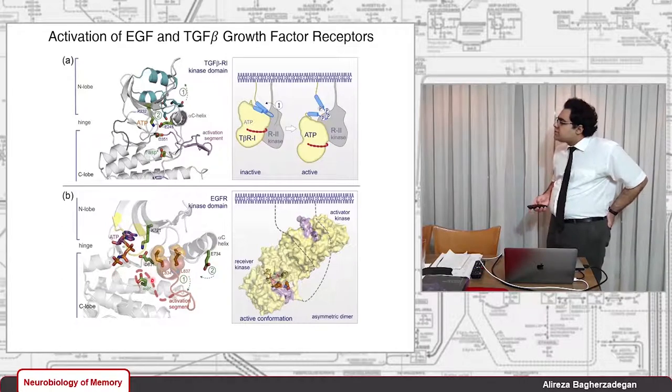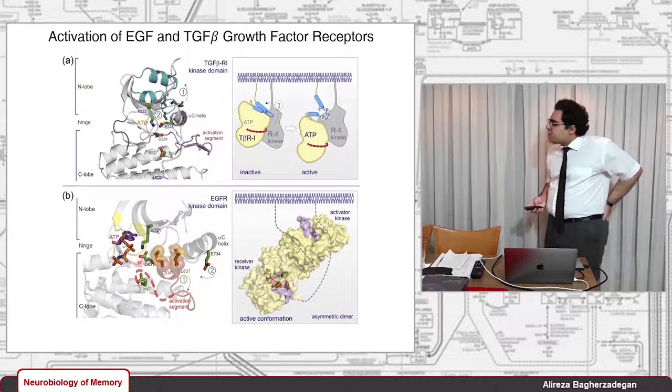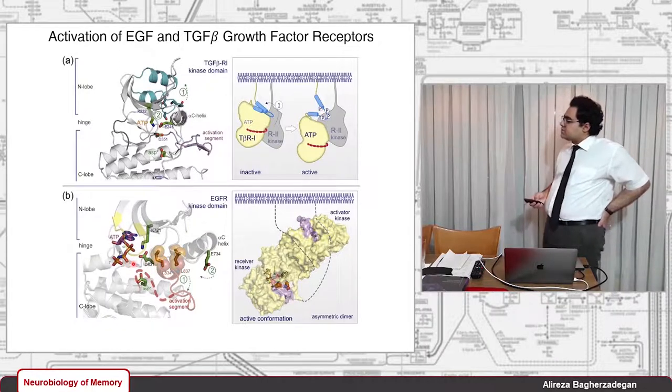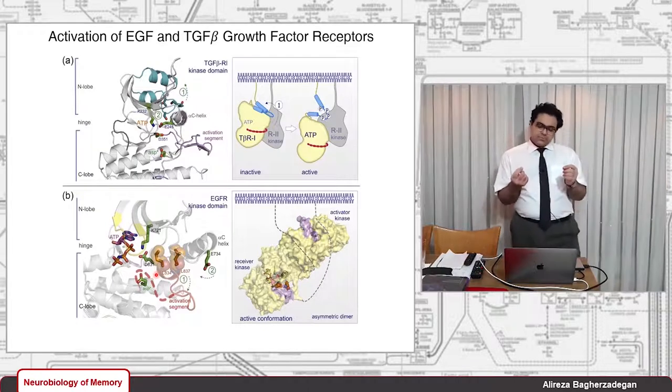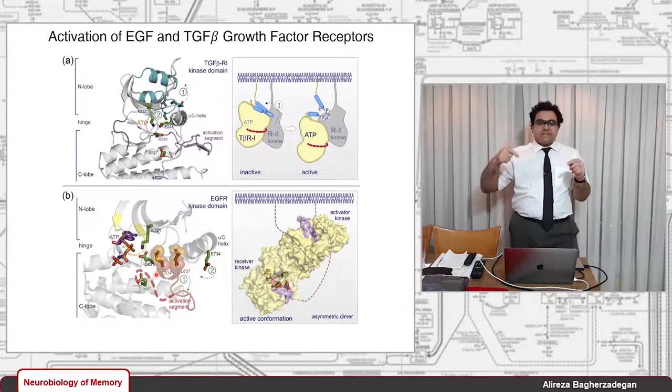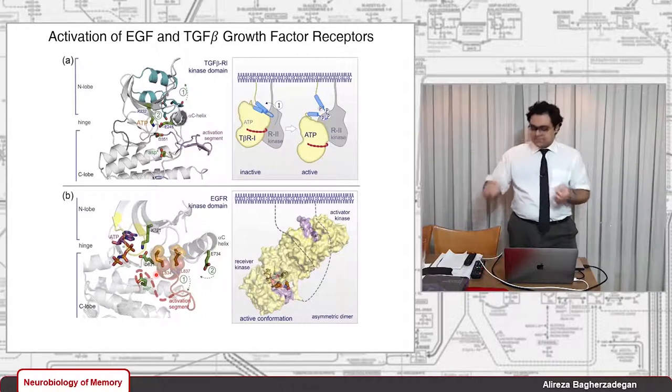There are some amino acid residues which wedge into the N-lobe of the type 1 receptor, and they distort the N-lobe. There are two leucine amino acid residues, two leucines, and they actually distort the N-lobe. They basically distort the position of the alpha C helix.